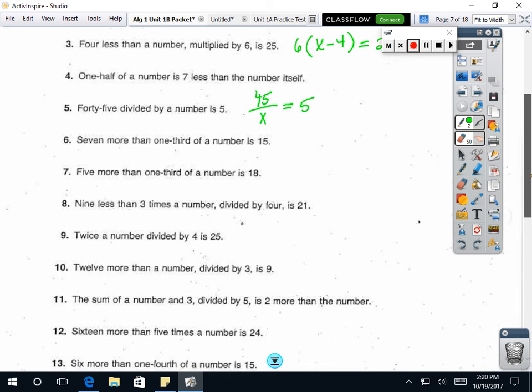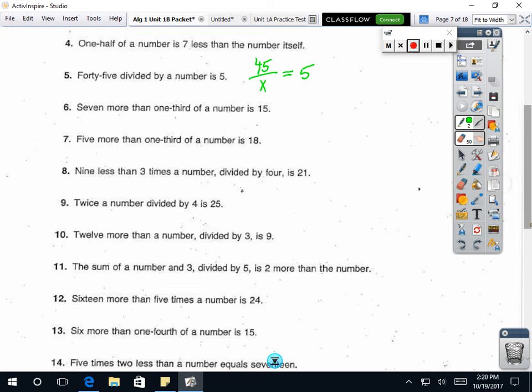Number 7, 5 more than 1/3 of a number is 18. Is it plus 5 or 5 plus? Right, because 5 is more than something, and what is it more than? Right, and that's 1/3 times x. Of is another word for multiplication. It also could be used for division, because think about it. Isn't 1/3 x the exact same thing as x over 3?